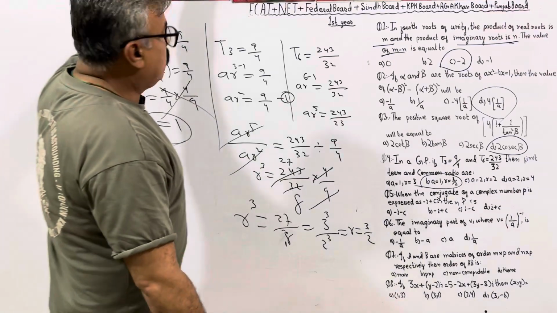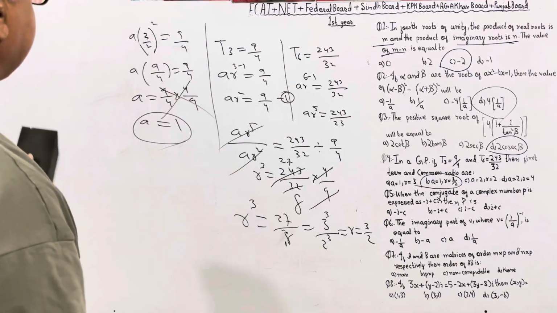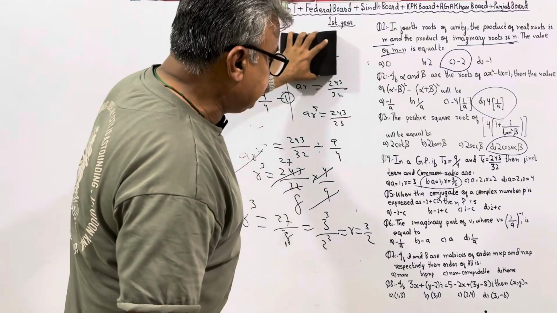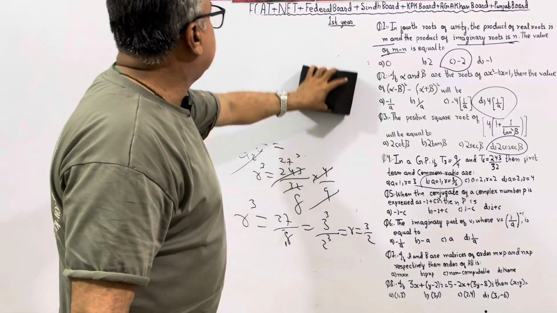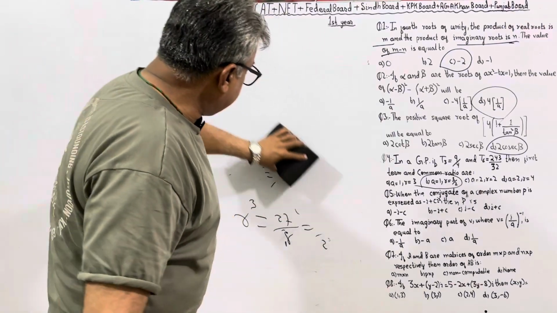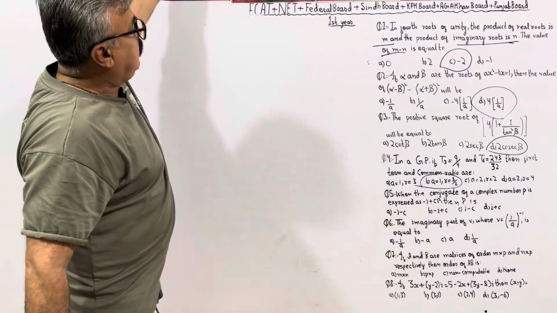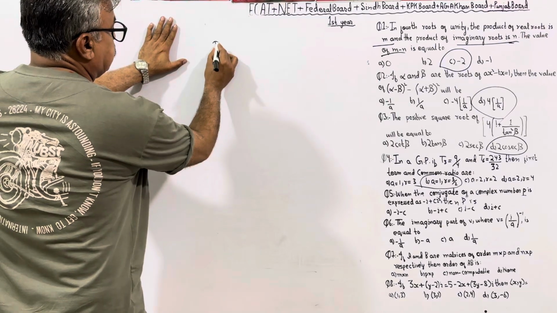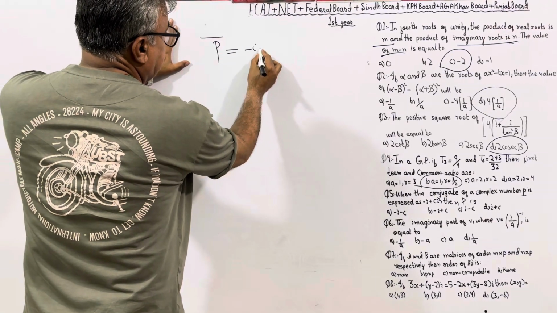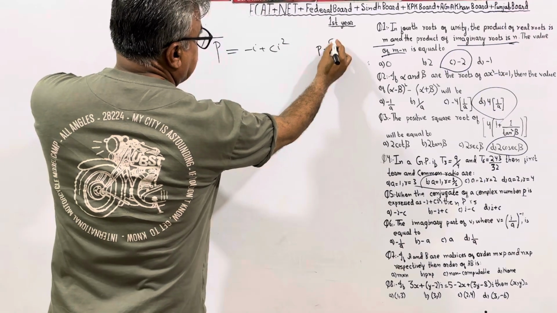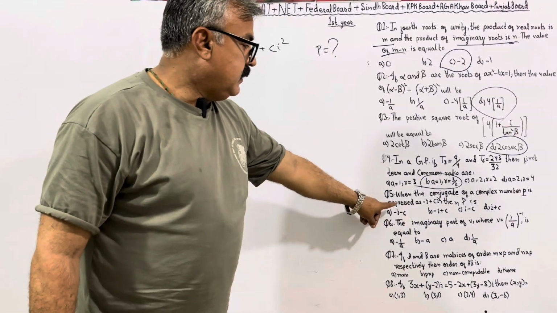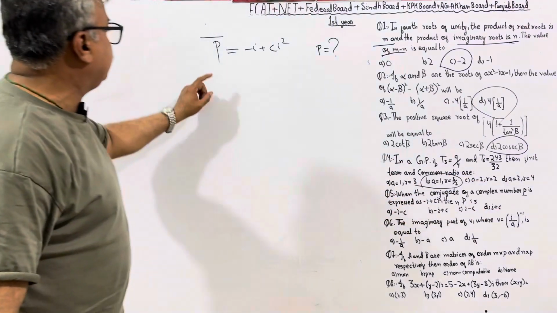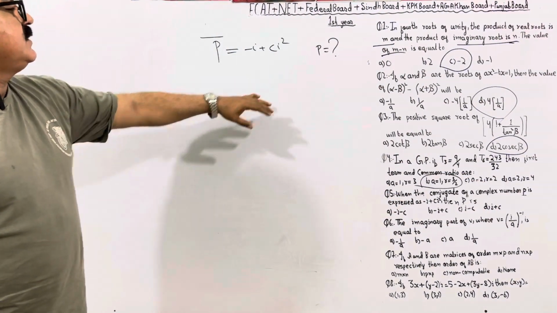Okay, moving to the fifth question. When the conjugate of a complex number P is expressed as minus iota plus C iota square, then find the value of P. P conjugate is equal to minus iota plus C iota square.